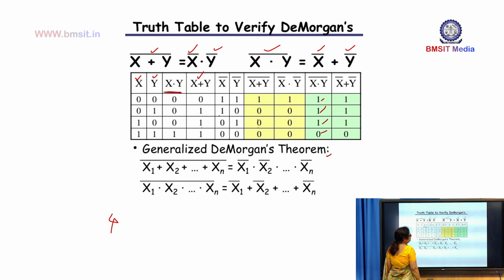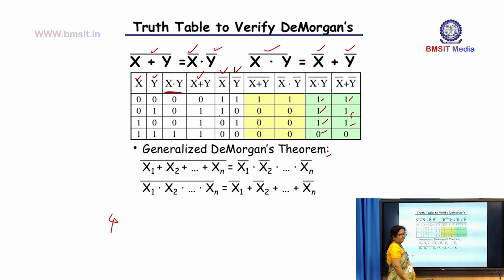And the last column is x bar plus y bar. These two columns you have to add using the rules of Boolean addition. So 1 plus 1 is 1, 1 plus 0 is 1, 0 plus 1 is 1, 0 plus 0 is 0. So now we have got this last column.